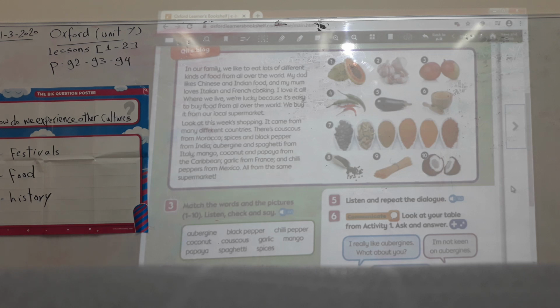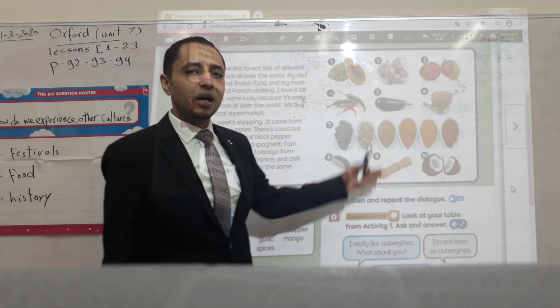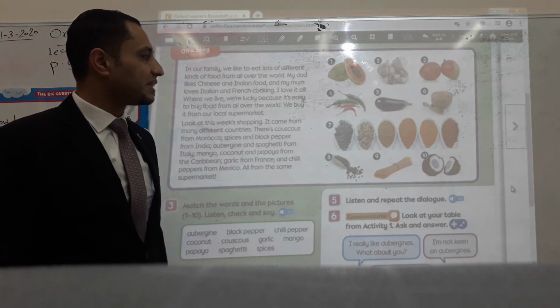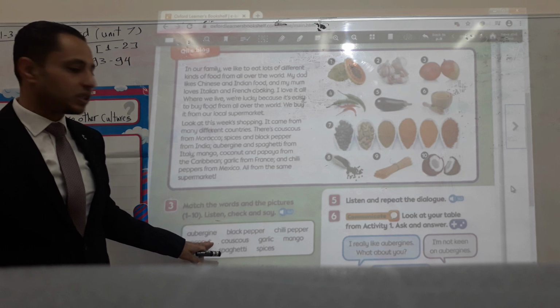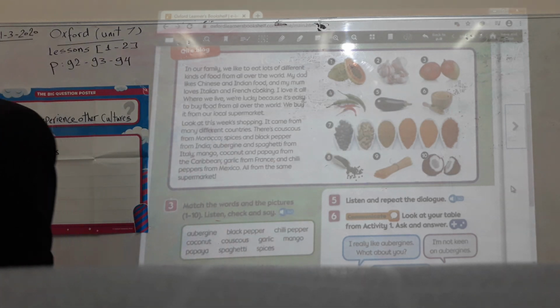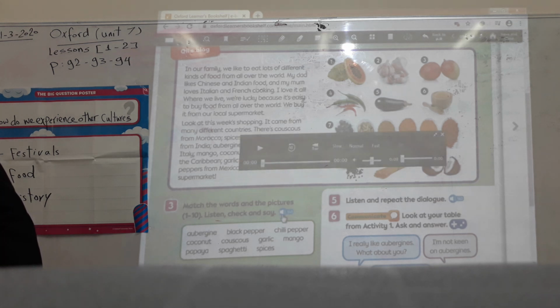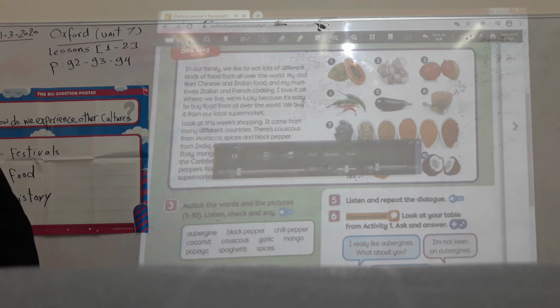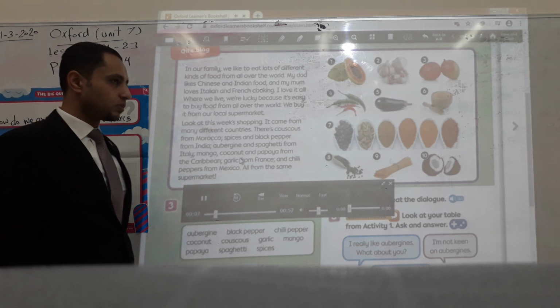Yes, we know that in every unit we have 10 words. They are very important. So then we will listen to the new words you see here and try to match them with the words. Listening 141. Match the words and the pictures 1 to 10. Listen. Check and say.